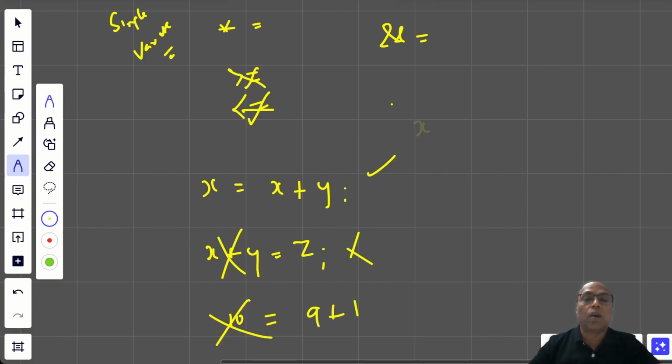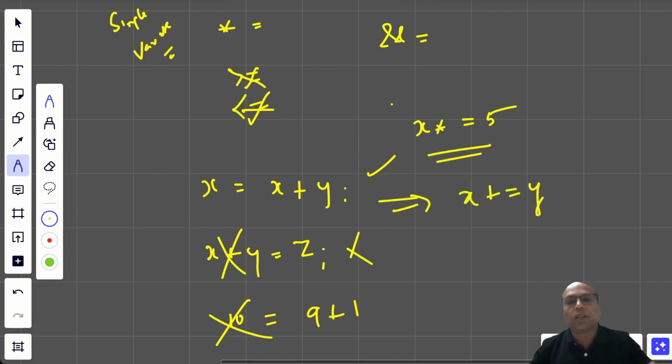Can I say x into equal to 5? Can I write it? Yes. What is the meaning of this statement? See, the into is before the equal sign. Remember, this statement can be written as x into equal to y, that is, x is equal to x into y. That's it. Now x is equal to x into 5 can be written as x into equal to 5.